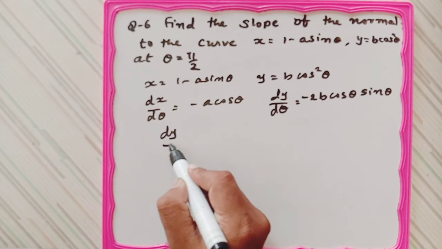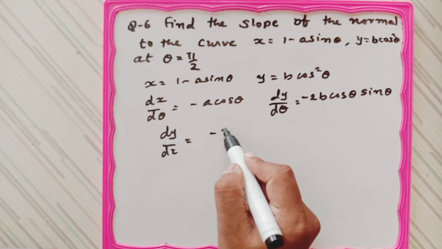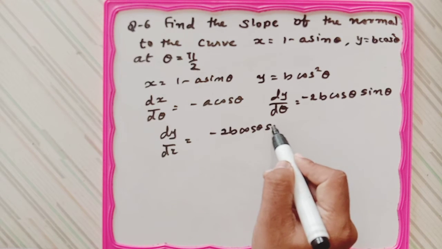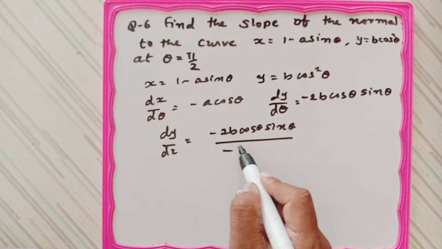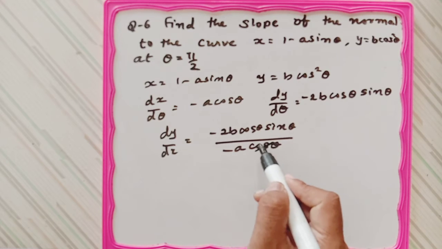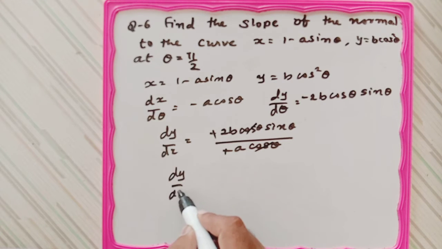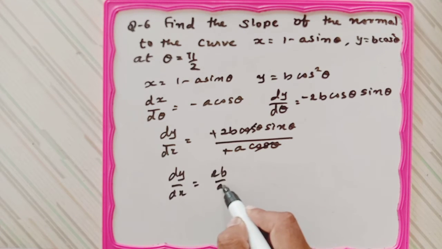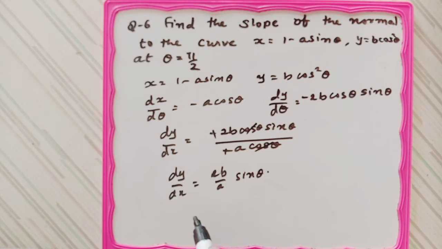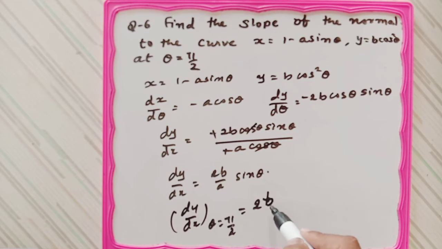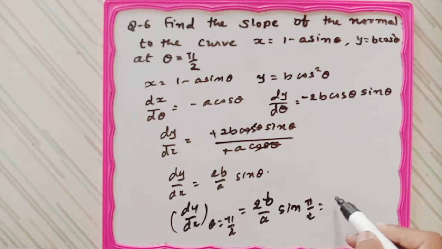So dy by dx we will have minus 2b cos theta sin theta upon minus a cos theta. So cos theta cancels, minus minus cancels. So dy by dx value we have 2b by a sin theta, and so dy by dx at theta equals pi by 2 will be 2b by a sin pi by 2. Sin pi by 2 is 1, so 1 into 2b by a, it is 2b by a.